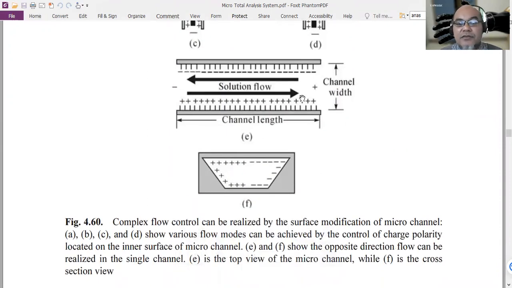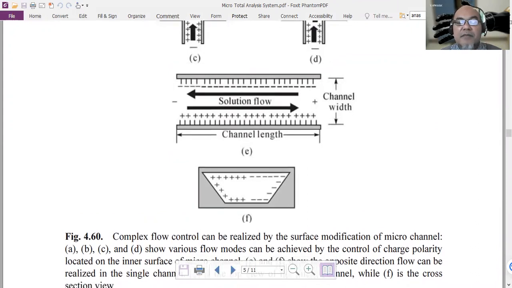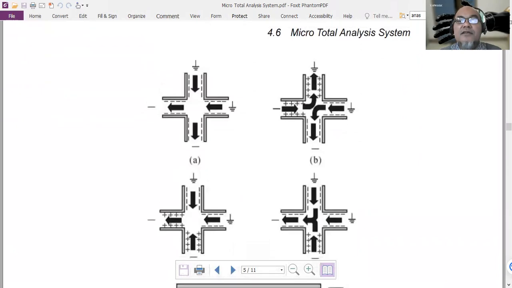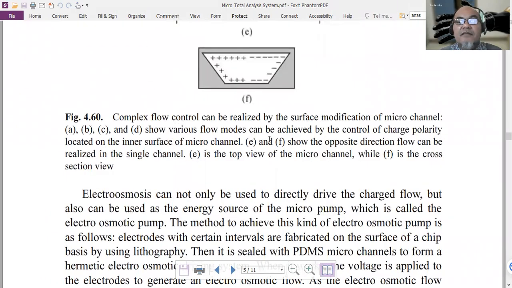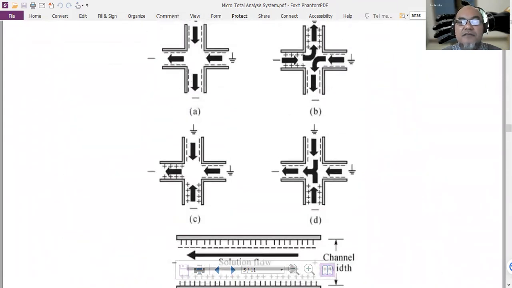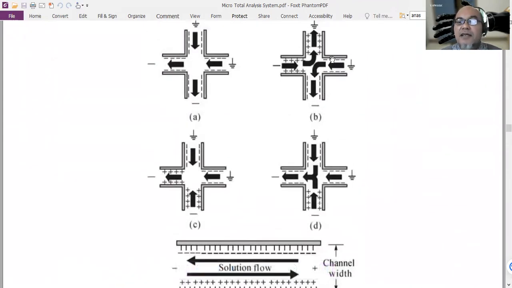Yeah, so this shows complex flow control, but realized by the surface modification of the microchannel. A, B, C, and D here show the flow modes achieved by the control of charge polarity located on the inner surface of the microchannel. So this is using electrostatic flow control. Yeah, by putting different charges at the inner wall of the channel, you can influence where the flow is going.